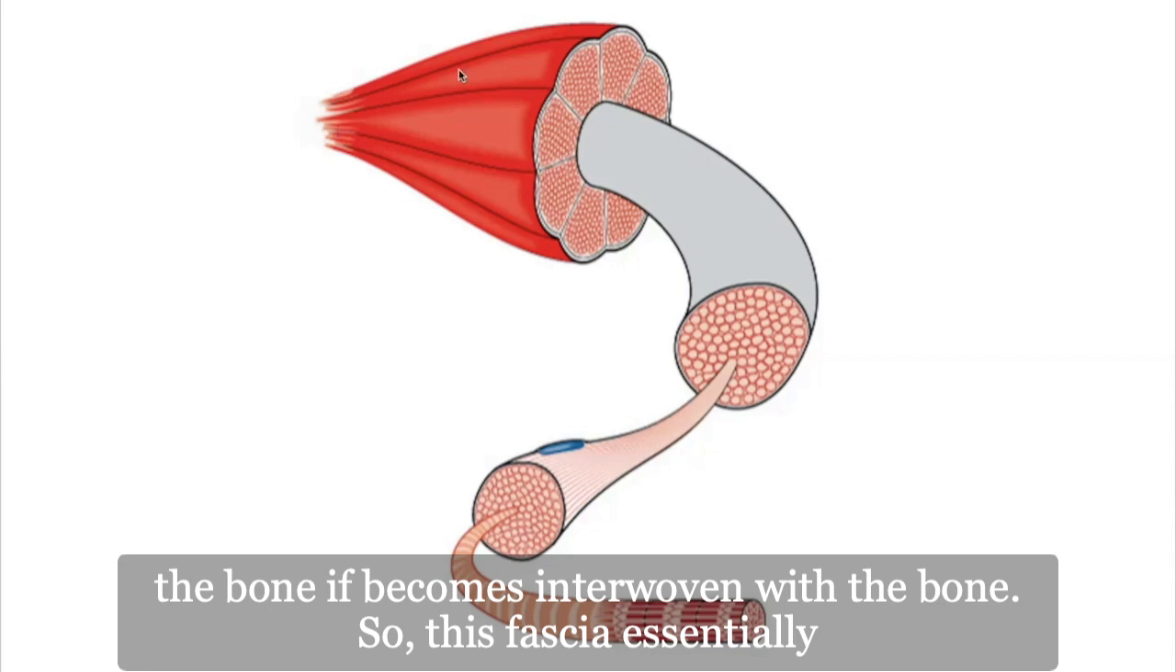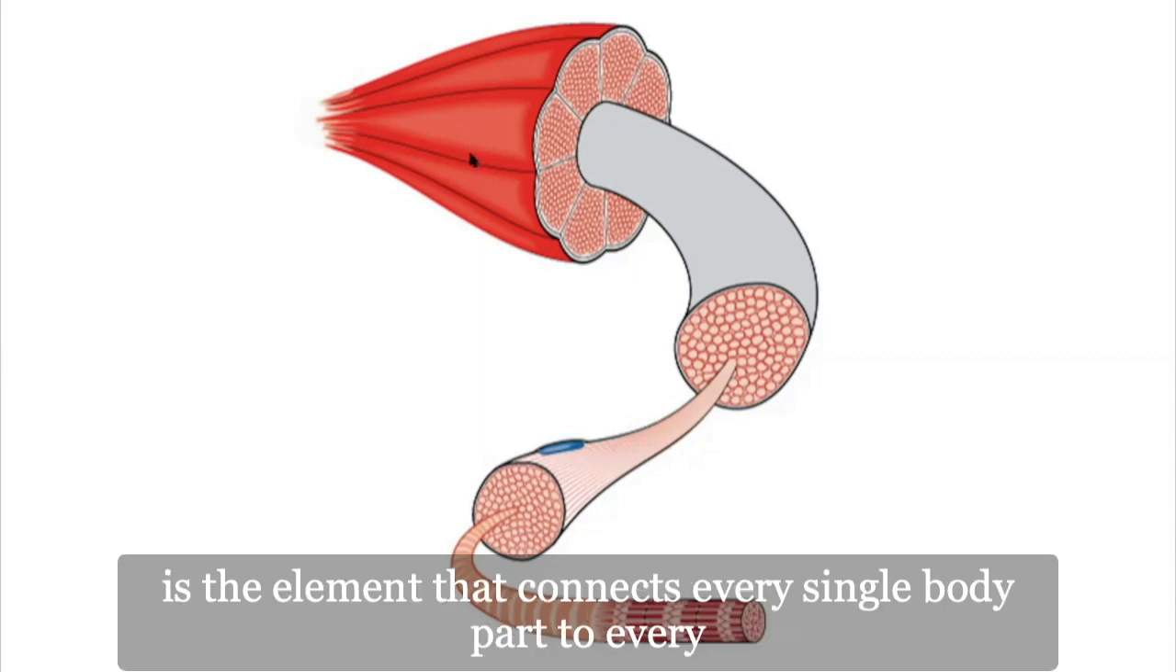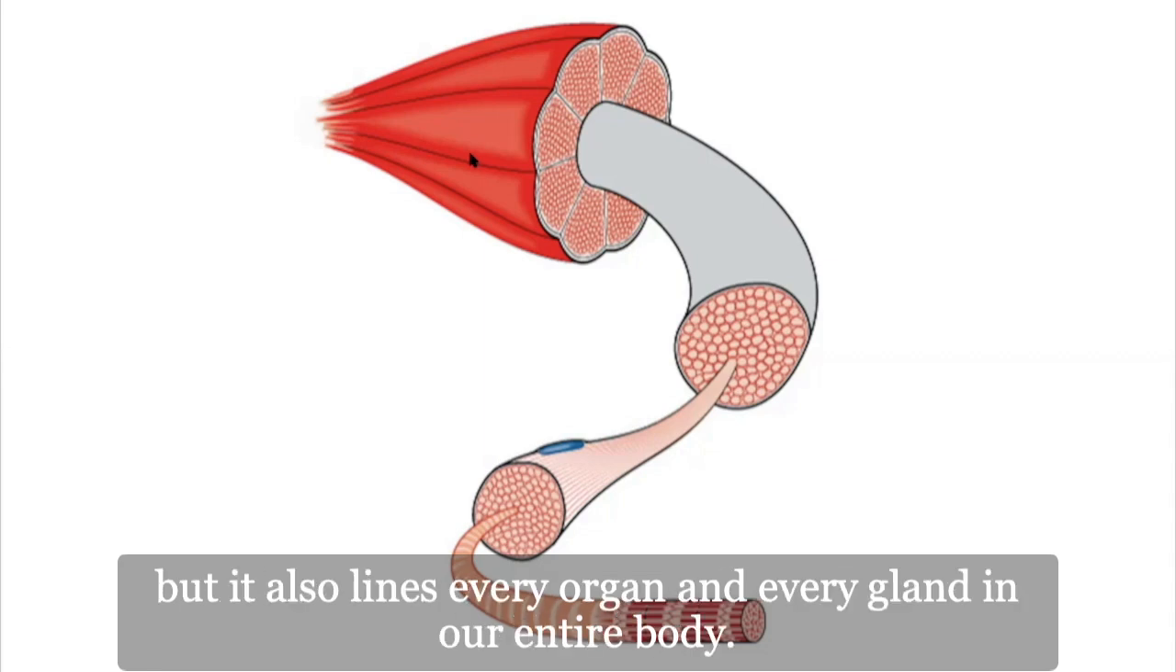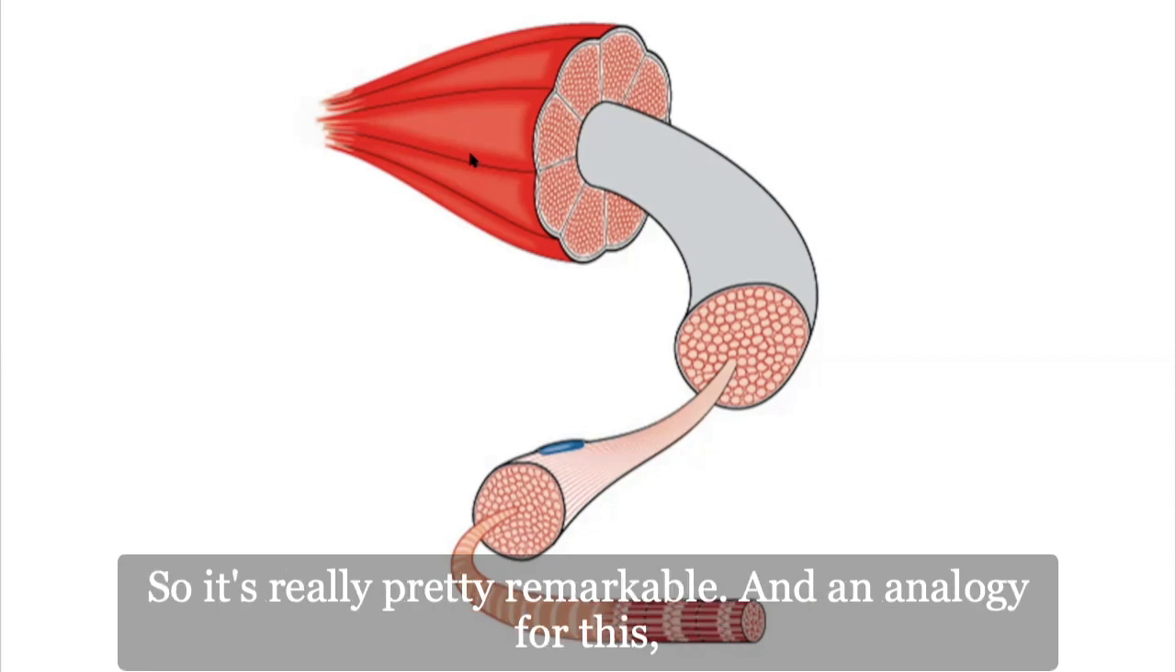So this fascia essentially is the element that connects every single body part to every other body part. And not only does it line muscle and line bone, but it also lines every organ, every gland in our entire body. So it's really pretty remarkable.